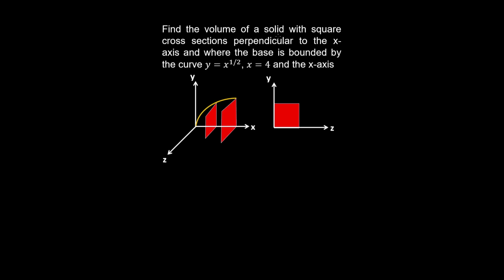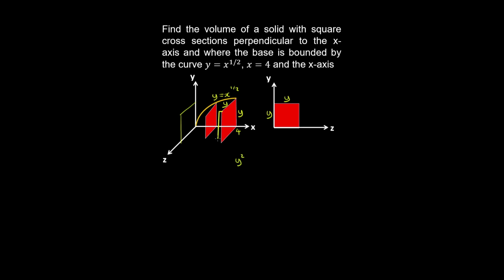Let's find the volume of a solid with square cross sections that are perpendicular to the x-axis. So effectively the square sections are parallel to the YZ plane, as you can visualize in 3D and 2D. And the base is bounded by the curve y equals x to the 1/2, x equals 4, which is the vertical line, and the horizontal axis. So therefore, the vertical dimension of the square is described by y, and so is the horizontal dimension, because it's a square. So therefore the area of each square cross section along the horizontal axis is y squared.